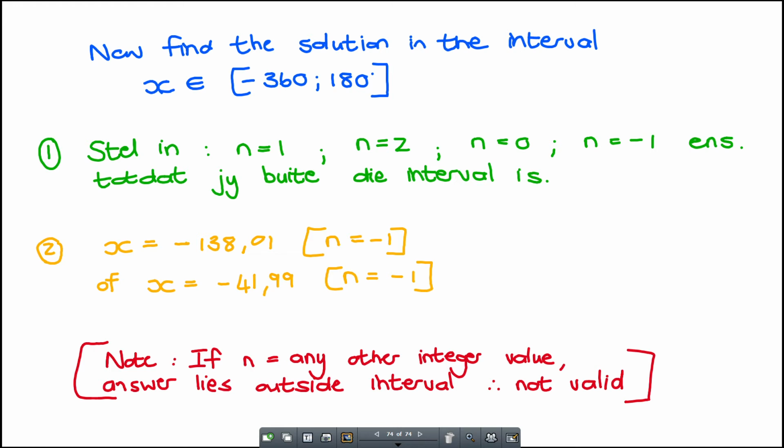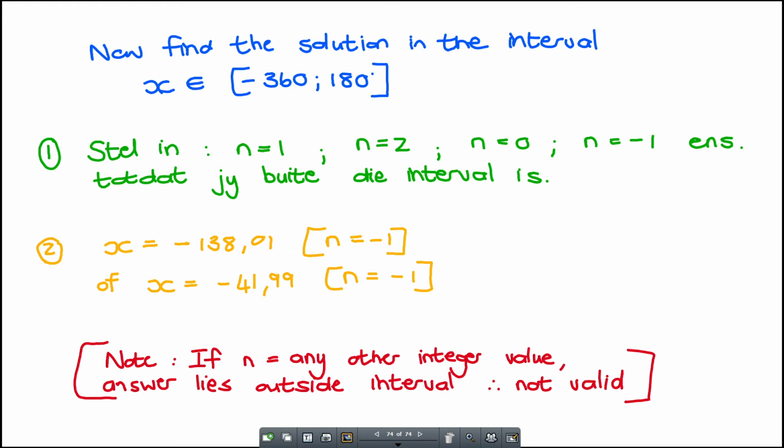Met ander woorde, ek wil weet, waar gaan hierdie inpas? Tussen minus 360 tot en met 180. Maar dit kan wees dat hy meer as een keer daar inpas, né? Okay, so nou hoe ons dit gaan toets? Step 1. We take integers, né? And we substitute it into the place of n.